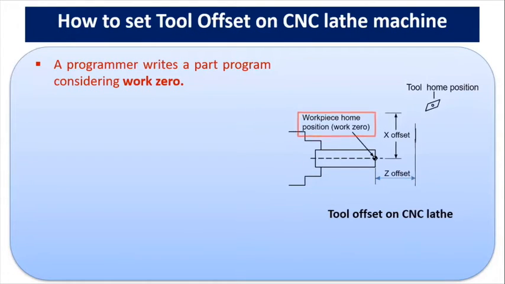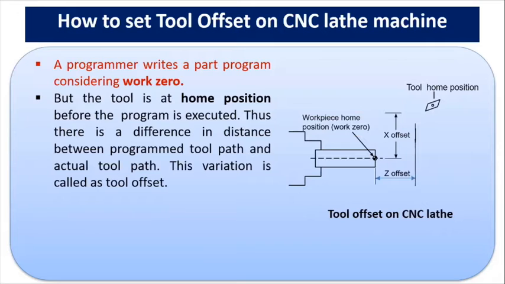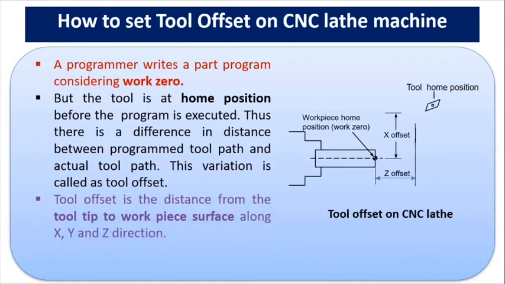which you can see on your screen, but the tool is at a home position before the program is executed. Thus, there is a difference in the distance between the program tool path and the actual tool path. This variation is called a tool offset. Tool offset is the distance from the tool tip to the workpiece.